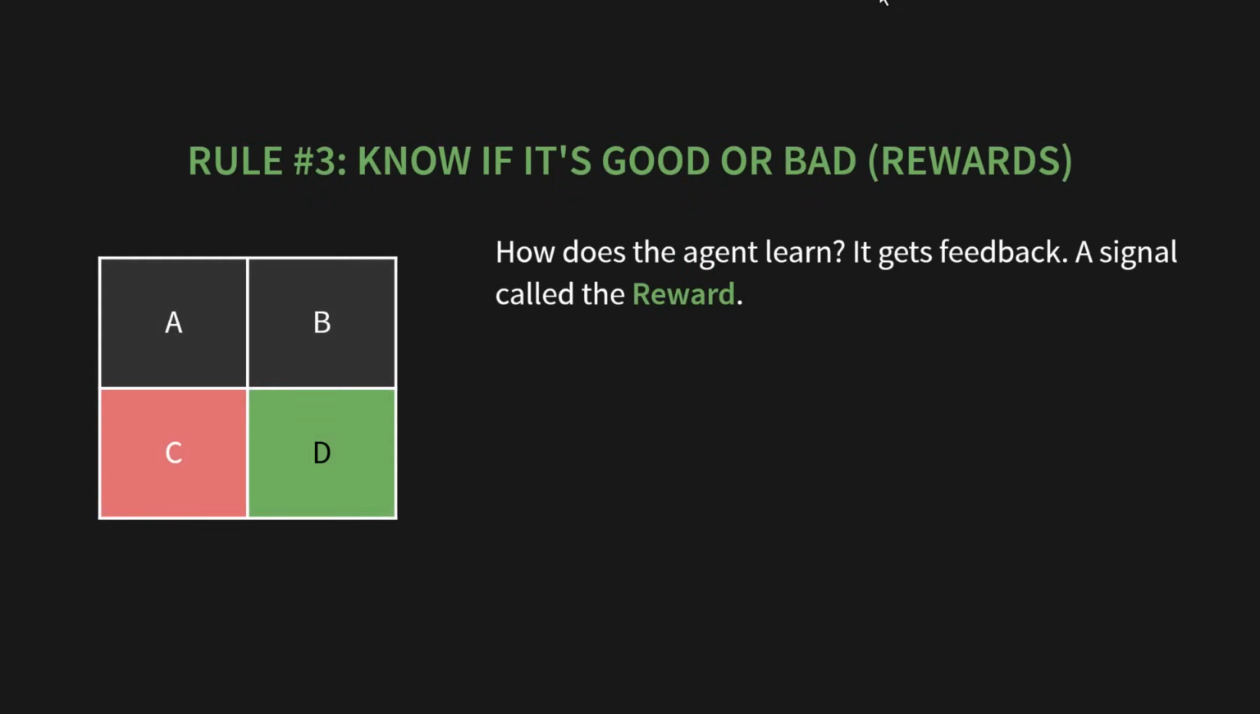Now for the most important one. Rule number 3. Know if it's good or bad. We call this the reward. This is where the learning really comes from. How does an agent know if it did something smart or something stupid? It gets feedback from the universe, a signal. A reward is just a number. A big positive number? That was good. Do more of that. A big negative number? That was bad.